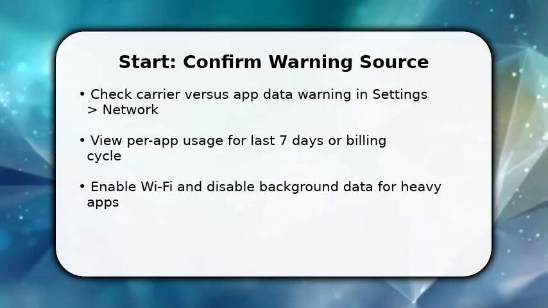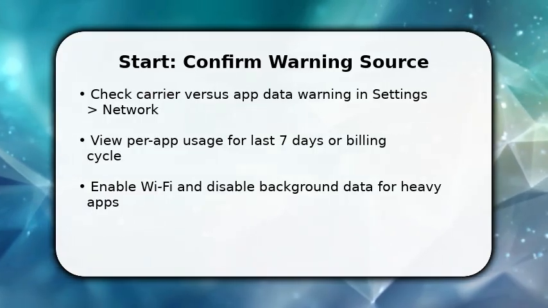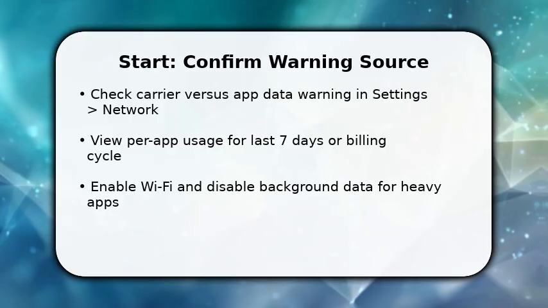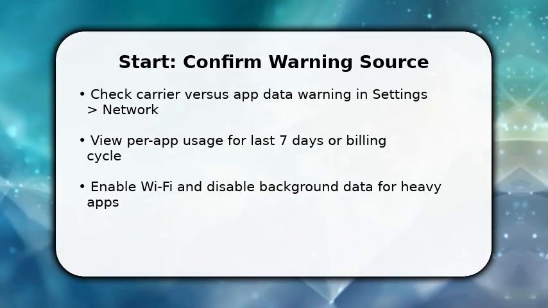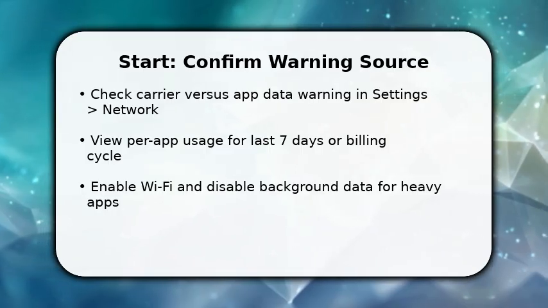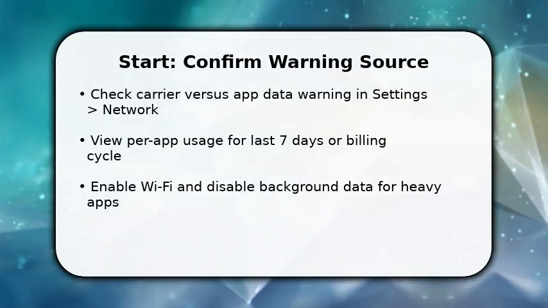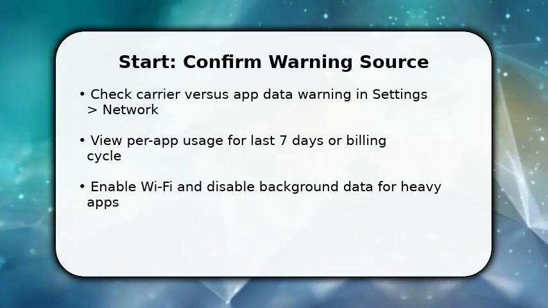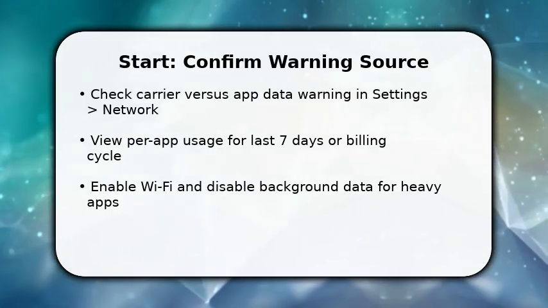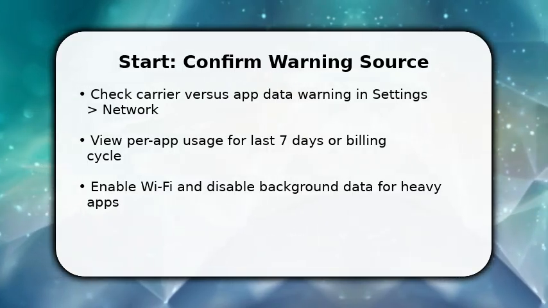You begin by identifying where the warning comes from and why it triggered. Open your network settings, then compare the carrier alert to the device's per app data totals so you know which source to trust. Once done, toggle Wi-Fi and immediately restrict background data for the top consumers to stop further charges. This first containment prevents spikes while you prepare deeper fixes. It also gives you a clear baseline to measure improvements against.